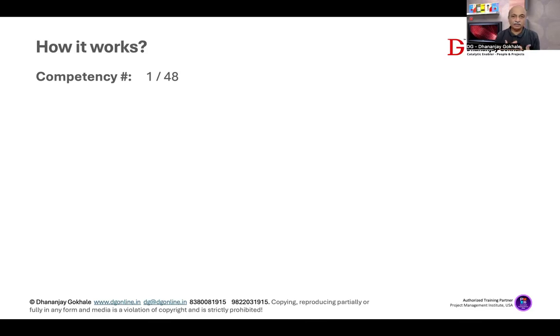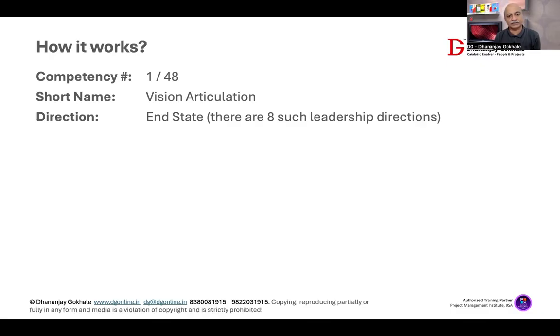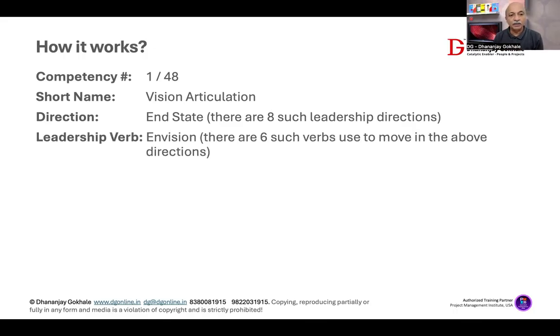There are 48 competencies that I have described. Out of this, we will describe the first competency. The short name for this particular competency is vision articulation. Vision is an extremely important parameter for any person who is leading self, others, and even a big or small organization. The direction is end state. In my model, there are 8 directions. One of the directions is end state.